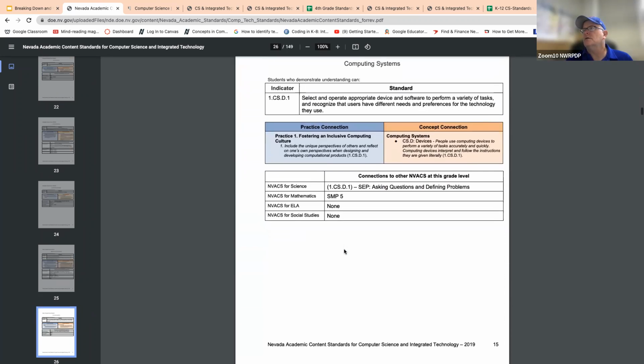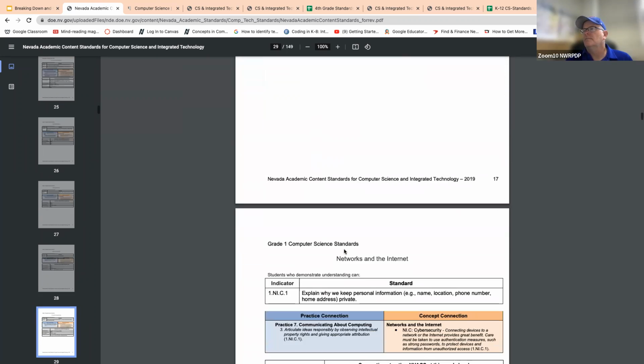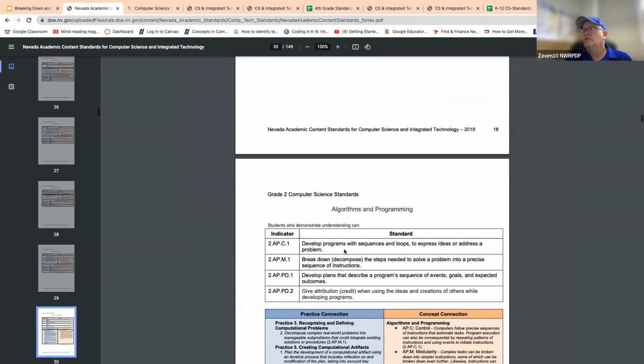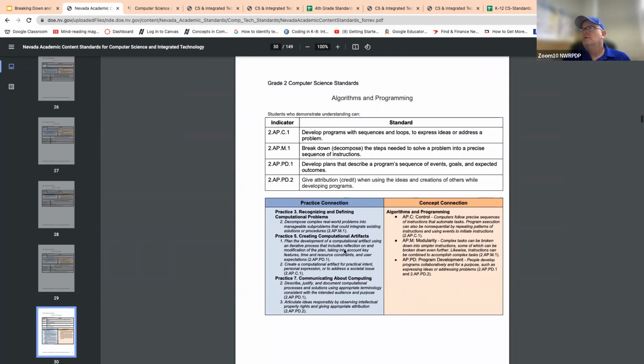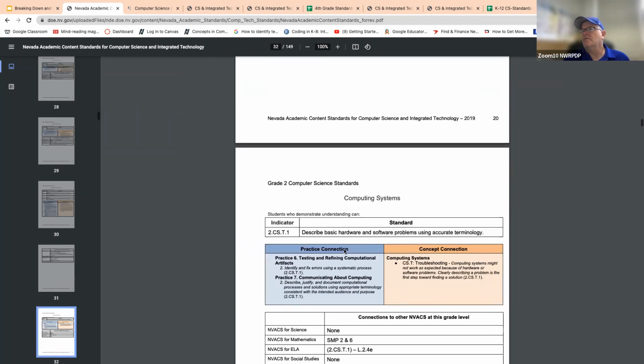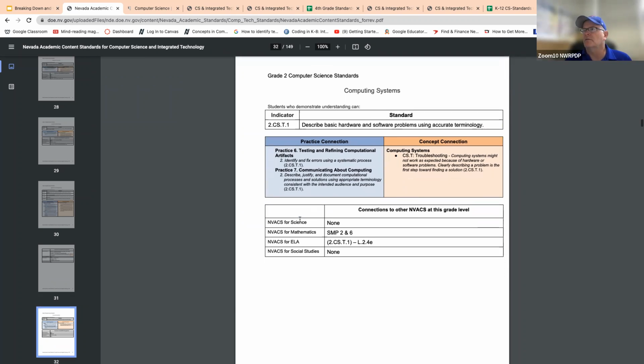Okay, so there's a bunch there. I'm just trying to find where our practices are. It's right in front of me. So we have some practice connections. So here's some practice elements that they can be doing. Like math, we have practices as well in computer science. And so check those out.